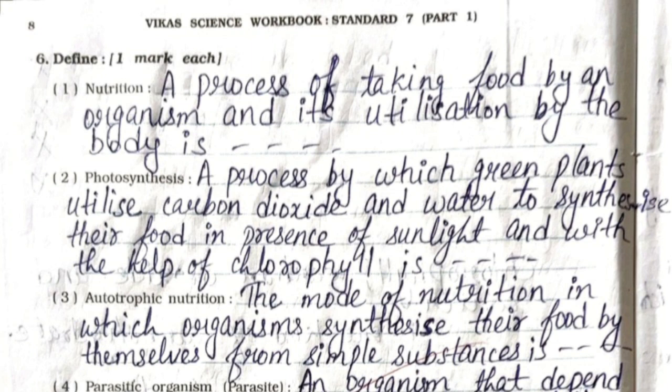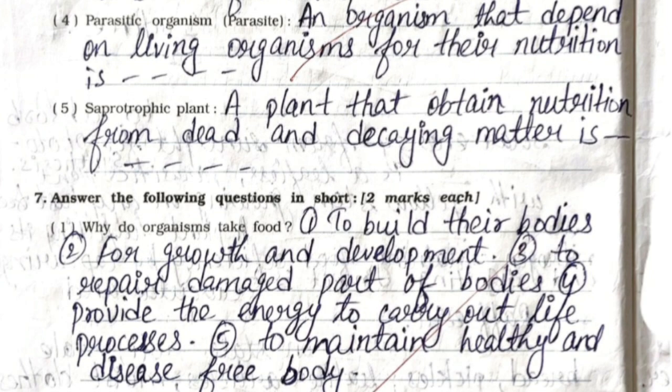Third, autotrophic nutrition. The mode of nutrition in which organisms synthesize their food by themselves from simple substances is called autotrophic nutrition. Fourth, parasitic organism. An organism that depend on living organisms for their nutrition is called parasitic organism. Fifth, saprotrophic plant. A plant that obtain nutrition from dead and decaying matter is called saprotrophic plant.